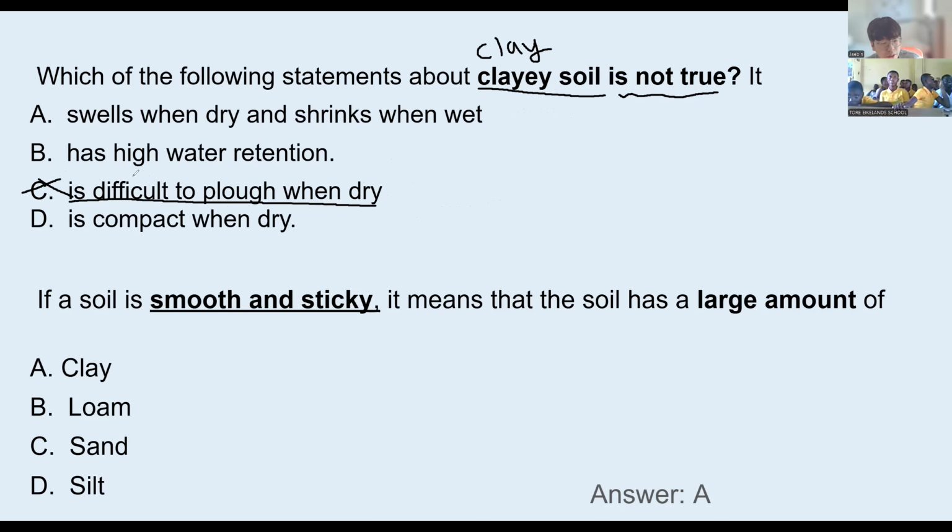Let's look at B. It has high water retention. That is also a correct property of clay soil. We're looking for what is not true. Look at this, we're looking at what is not true about it. So B is true. Look at the ones that are not true.